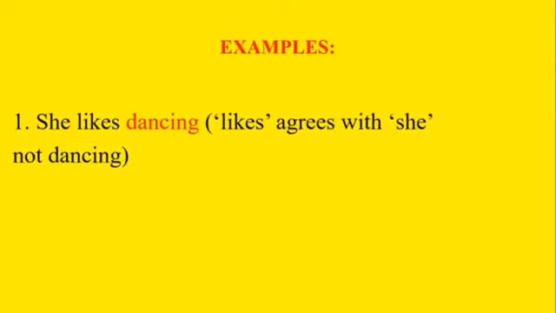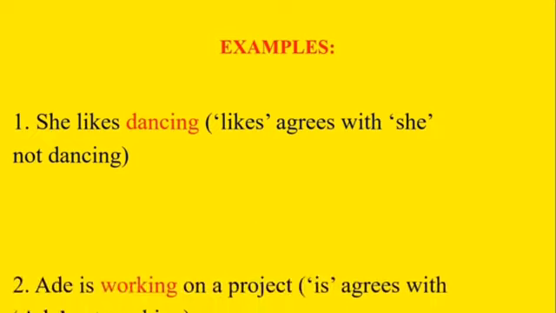Let's look at some examples. She likes dancing. Here we have two verbs, likes and dancing. Likes here agrees with the subject, which is the pronoun she. Dancing does not agree with the subject. Therefore, dancing, which does not agree with the subject, is referred to as a non-finite verb.